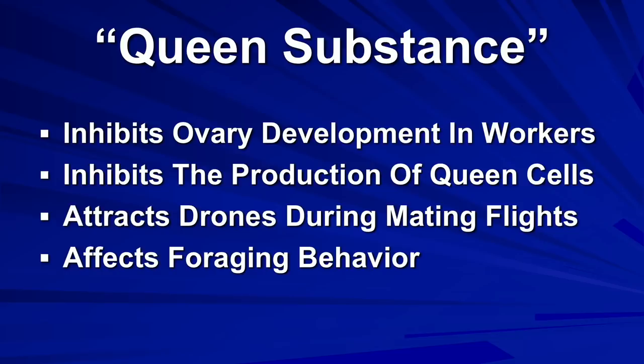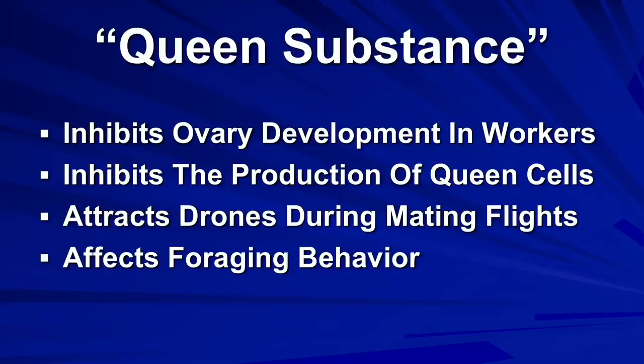Another important effect of queen substance or queen pheromone is that it inhibits the production of queen cells. She's going to remain in charge. She's going to remain the queen of the hive, so to speak, because her chemicals keep the workers from producing other queens. This is where we're going to concentrate today.